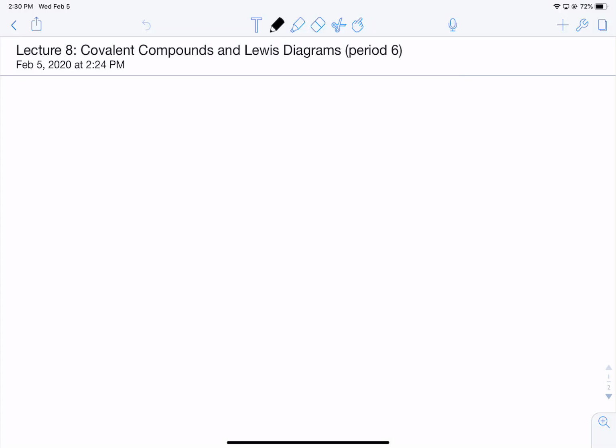All right, this is covalent compounds and Lewis diagrams. I'm going to talk to you guys about Lewis diagrams, and intermingled within the Lewis diagrams, I'm going to talk to you about what exactly a covalent bond is and remind us of what an ionic bond is and what it means. But the first thing about Lewis diagrams is they show how atoms are connected.